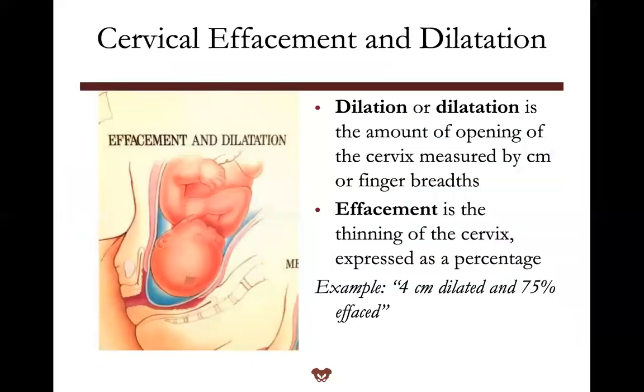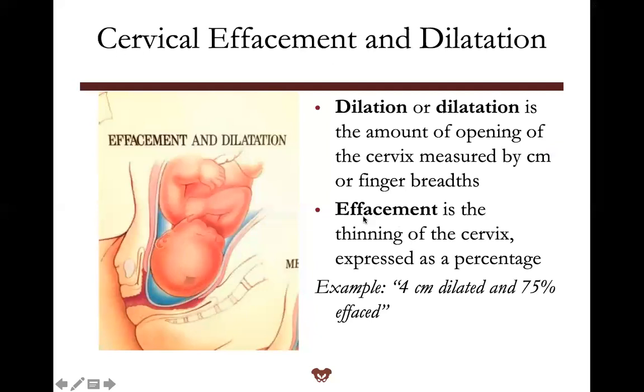So cervical effacement and dilation. Dilation, you might also hear it called dilatation. So this is the amount of opening of the cervix measured by centimeters or finger breadths. So if we look over here at the fetal head, we can see the cervix here, it's probably fully dilated. So you can see one edge on either side of the crown of the fetal head, that there is probably a full dilation or a complete opening of that cervix.